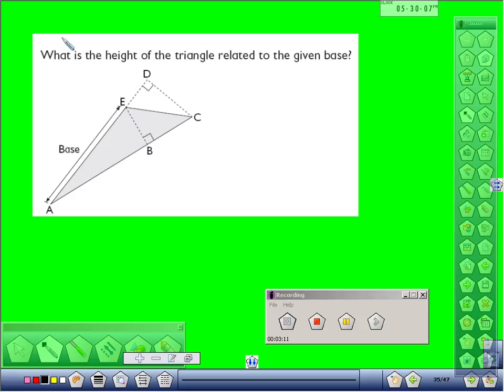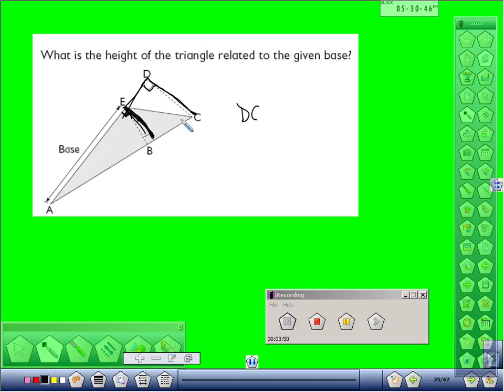The base is AE. What is the height of the triangle related to the given base? Now we see EB here, but look, notice, EB does not go perpendicular. It does not make a square right here. It's not perpendicular. Perpendicular would be this way. Okay, I know that's ugly the way I drew it, but that's not perpendicular. The only thing that I see perpendicular to AE is out here. That's perpendicular. If you extend this line, boom, look at that, perpendicular. And there's that little square box. So the answer would be DC. DC is the height.